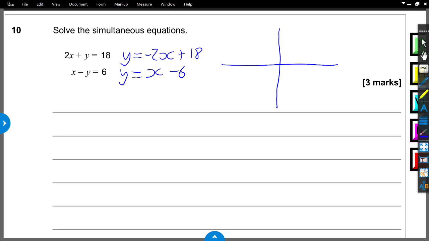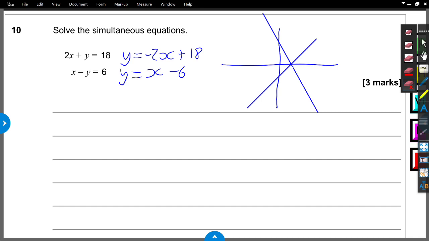Straight away we can spot what the gradients of these lines are. So we have a gradient of minus 2 and it's crossing at plus 18. So it's quite steep going down and it crosses quite high on the axis. And the other one has a gradient of 1 and crosses at minus 6. So it's going to do something like that. And we can see that they cross somewhere over here. Now we haven't drawn these graphs accurately, so it's not a very good indication of where it's going to cross.